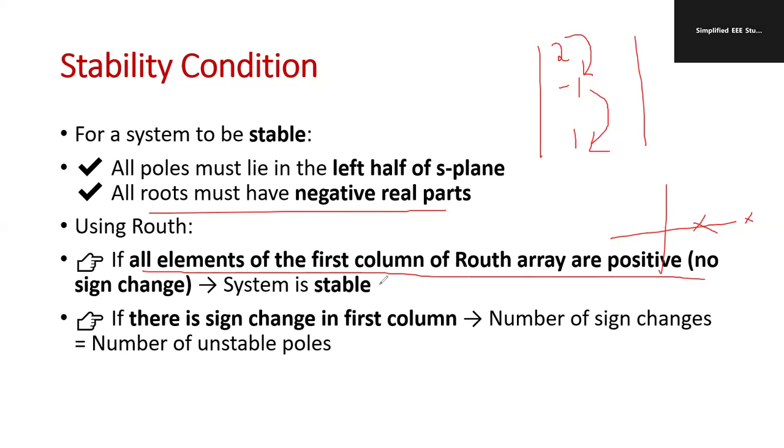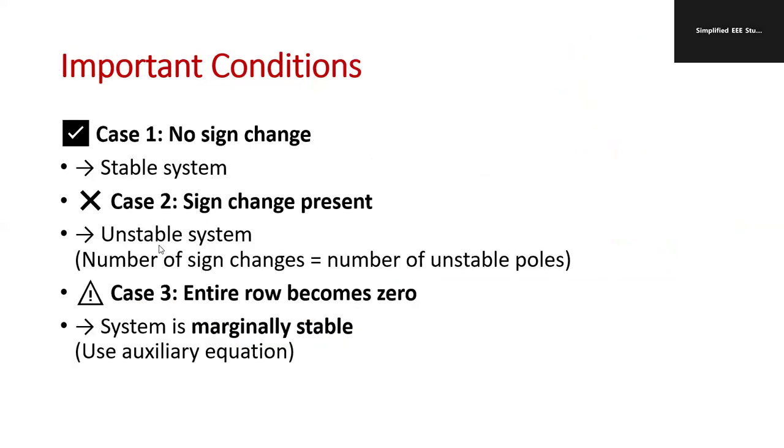All elements of the first column of the Routh array should be positive. That means no sign changes are entertained, so the system is stable. If there are sign changes in the first column, the number of sign changes equals the number of poles in the right half of the S plane. Remember this. First case, no sign change means the system is stable. Second case, if there are sign changes, the system is unstable. As many sign changes as happen, that many poles are in the right half of the S plane. If an entire row becomes 0, the system is marginally stable. You can solve it using the auxiliary equation, which I will let you know in the next session.